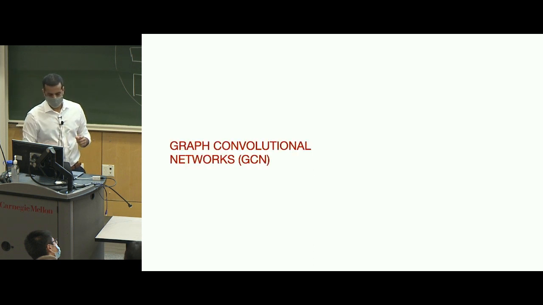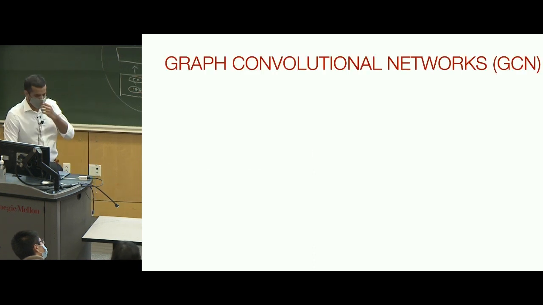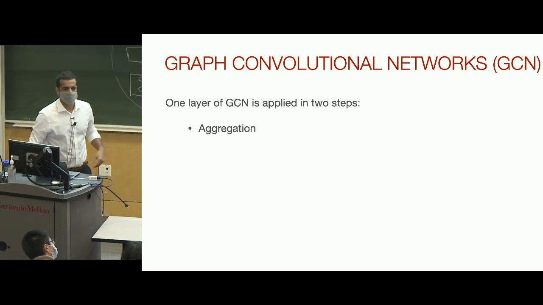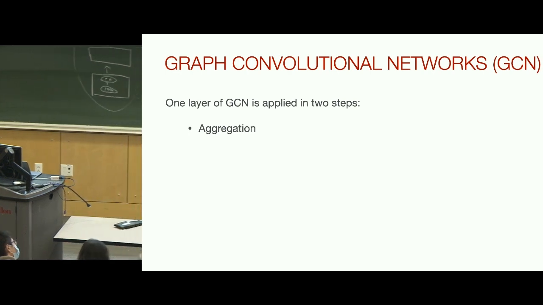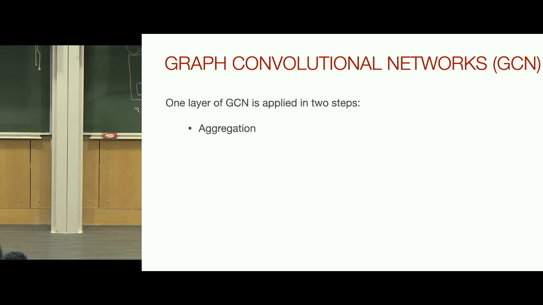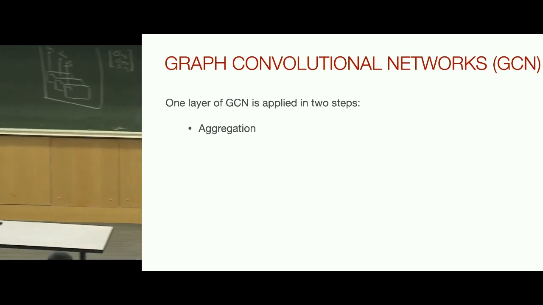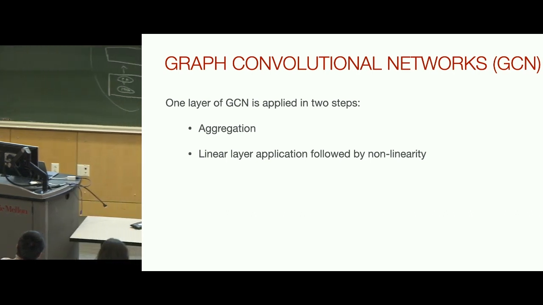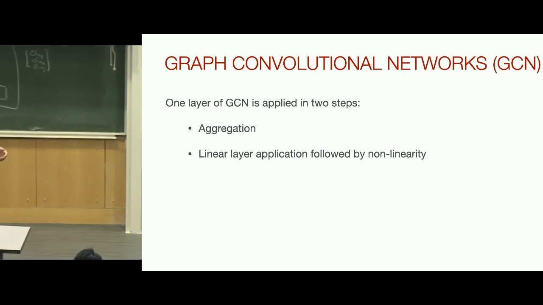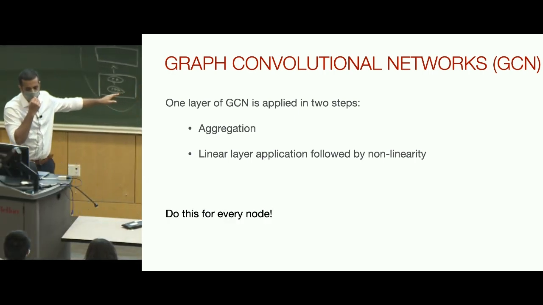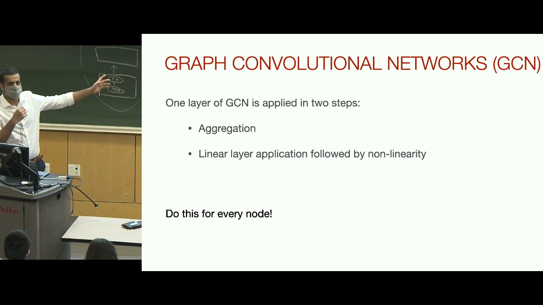Cool. So let's formalize this. Graph convolutional networks. One layer of GCN. What happens here is, first step is aggregation. We collect the features from all the neighboring nodes, by either adding the neighboring features or taking an average, and then we apply a linear layer, maybe followed by a nonlinearity, depending on what you want. And you do this for every node, and you have a graph convolutional network.